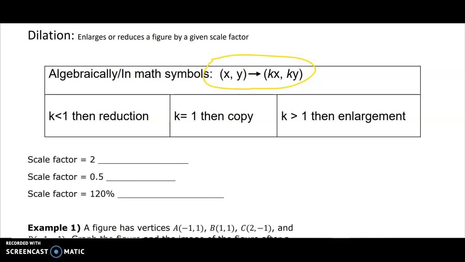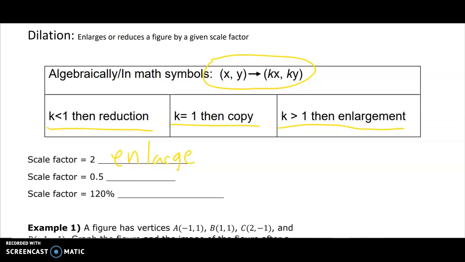And the cool thing about the scale factors is whatever number I give you tells you what you're going to do. So if the scale factor is less than 1, then I'm shrinking it, making it a reduction. If the scale factor is 1, I'm just making a copy of it. And then if the scale factor is larger than 1, then it's an enlargement. So if I tell you I have a scale factor of 2, since 2 is greater than 1, you know I'm enlarging something.